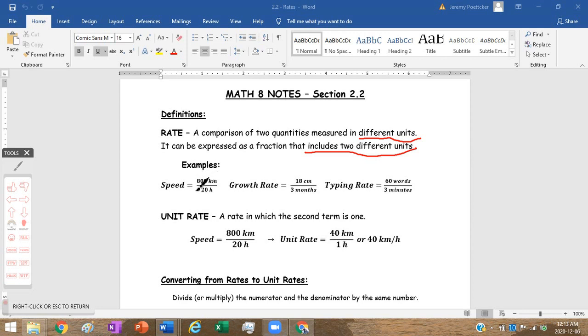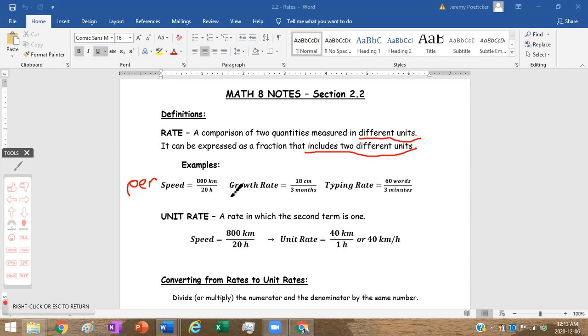So the top one there with the speed, right? We've got 800 kilometers per 20 hours. And we'll use the word per in the middle for each 20 hours. Our units are kilometers and hours, and we have to have both of them. Or the growth rate of centimeters and months. We've got to have both of them. Typing rate, 60 words per minute. And we use this word per when we're writing it, when we say what's going on with that fraction line.